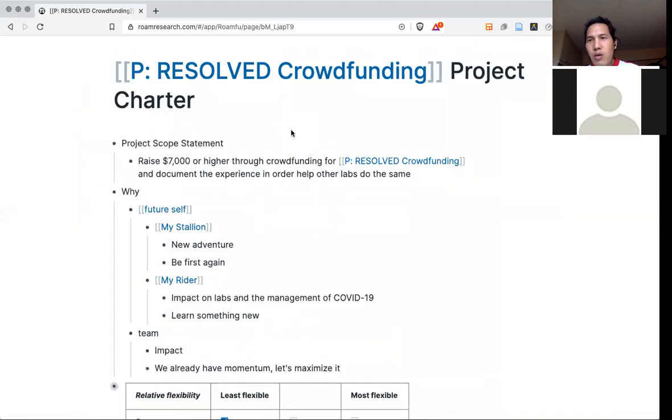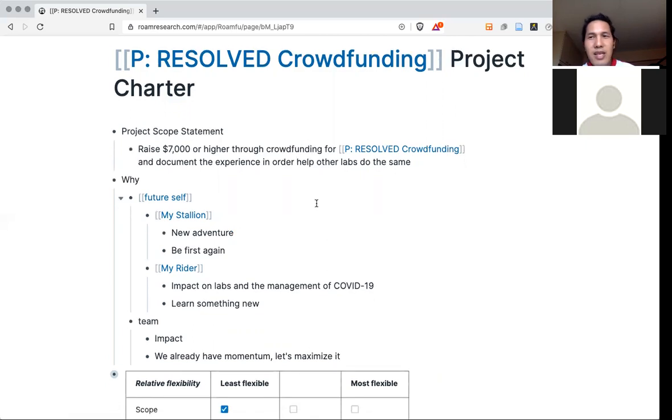So essentially, this project is a crowdfunding project. We will do a crowdfunding campaign to raise $7,000 or higher for Project Resolved, which is a project to enable labs in the Philippines to sequence SARS-CoV-2. This will possibly be the first ever SARS-CoV-2 sequencing funded by the people.